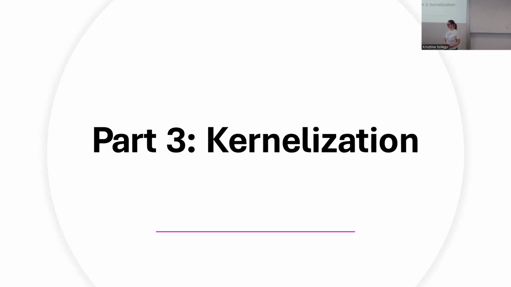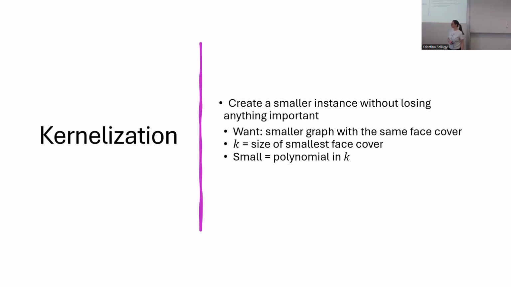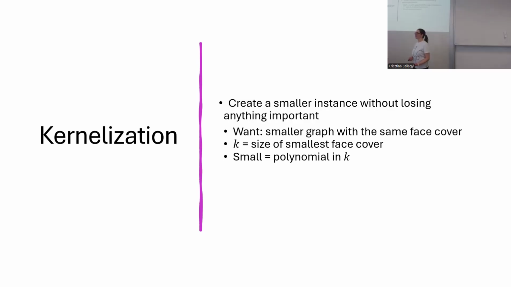So, what do we actually do in this paper? We look at how to kernelize this face cover problem. Hopefully most of you know what kernelization is. The idea is that we want to create a smaller instance that is equivalent in some sense to our input instance. In this case, we want to construct a smaller graph with the exact same face cover number. And what does small mean here? It should be polynomial in the size of the face cover number, or in our case, cubic in the size of the face cover number.